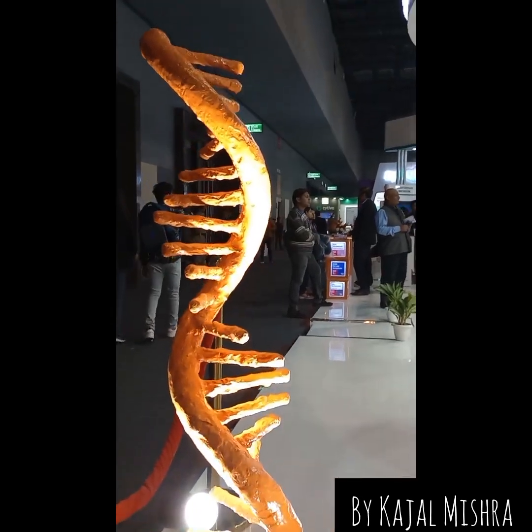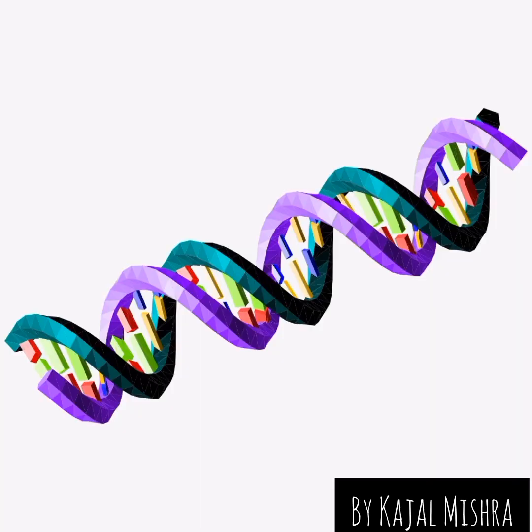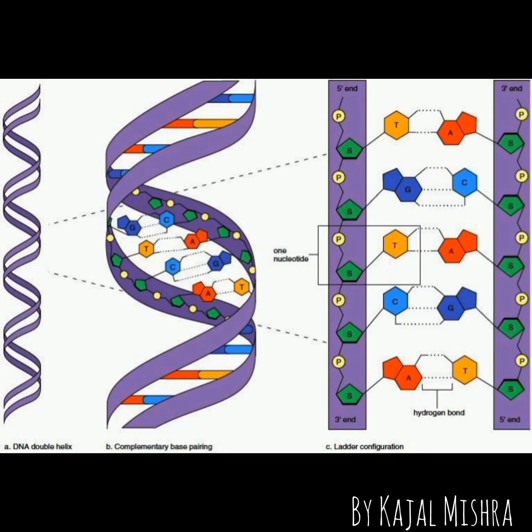Each monomer is a single DNA strand, that is, each nucleotide consists of two parts: a sugar, that is deoxyribose, with a phosphate group attached to it, and a base, which may be either adenine, A, guanine, G, cytosine, C, or thymine, T.